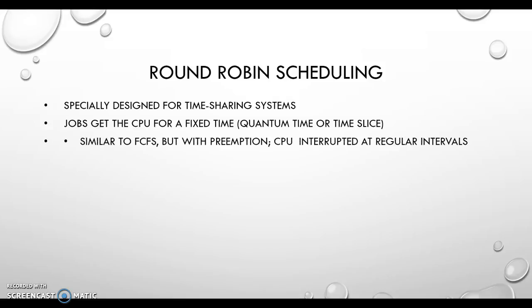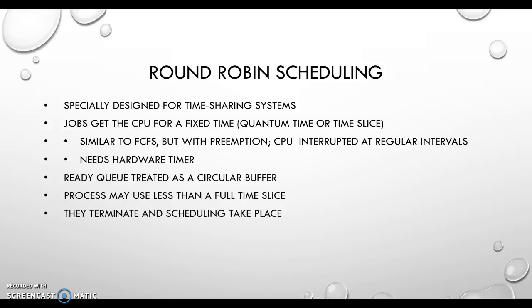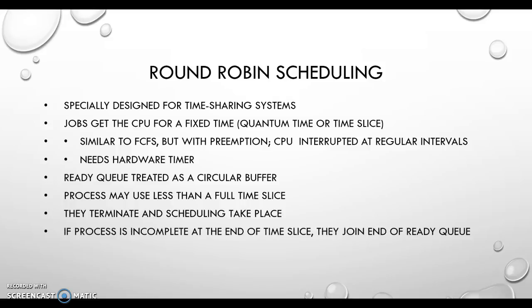slice. This is similar to first come first serve, that is the FCFS algorithm, but with preemption. That is, the CPU is interrupted at regular intervals of time. Hence, it needs a hardware timer. The ready queue is treated as a circular buffer. A process may use less than a full time slice. That is, it terminates and the scheduling takes place. If the process is incomplete at the end of a time slice, then it joins again at the end of the ready queue to complete its process.